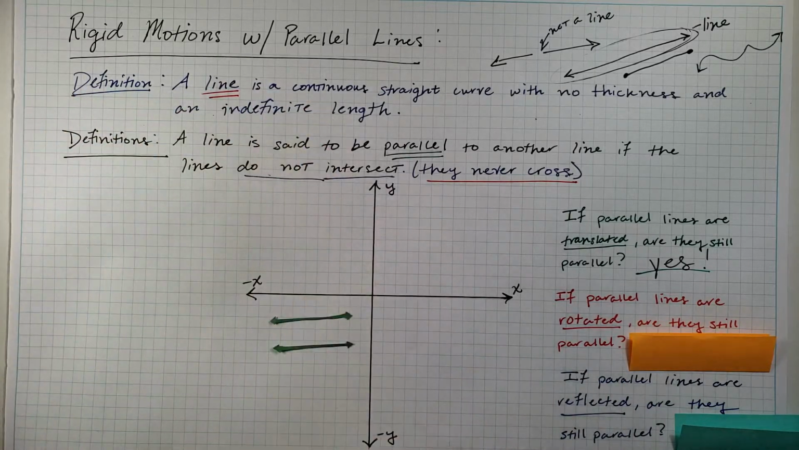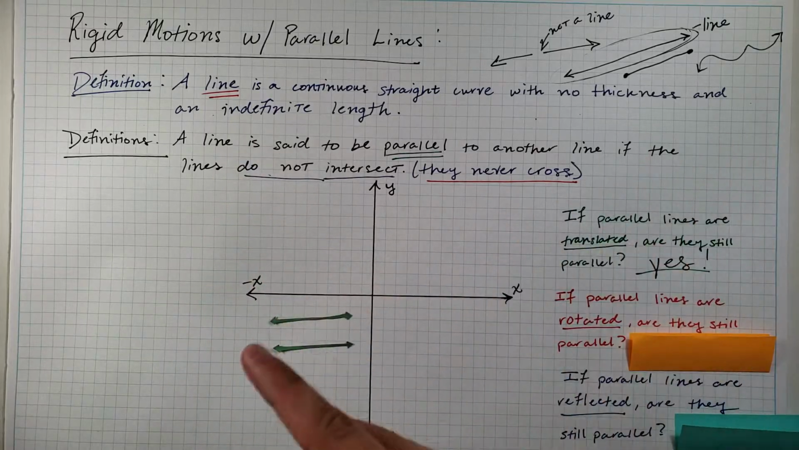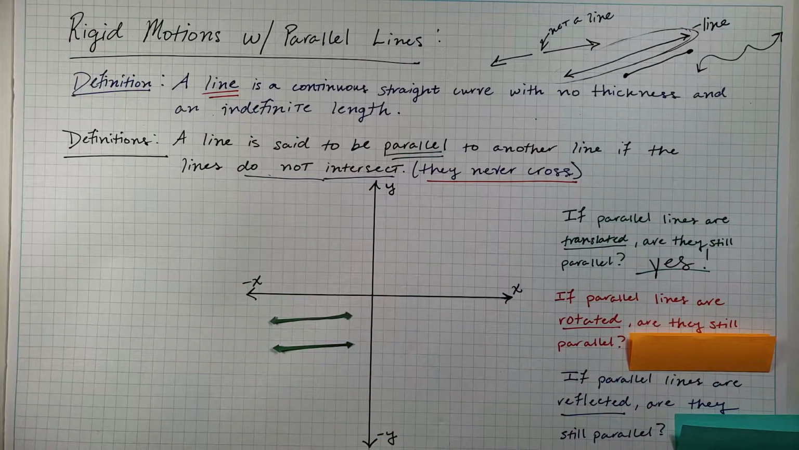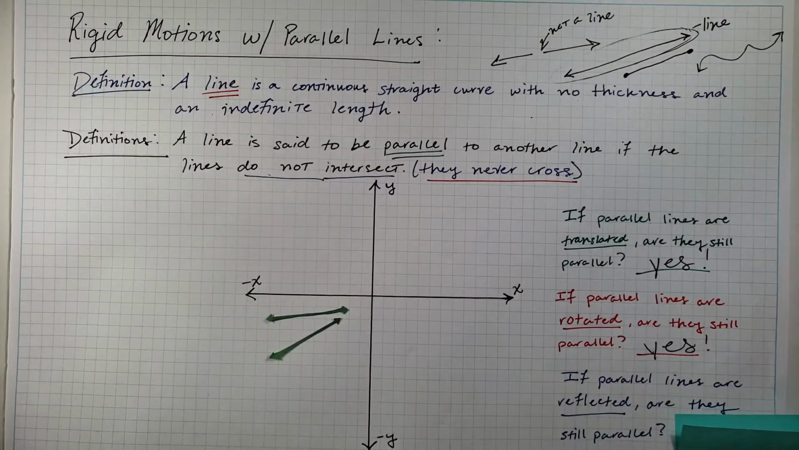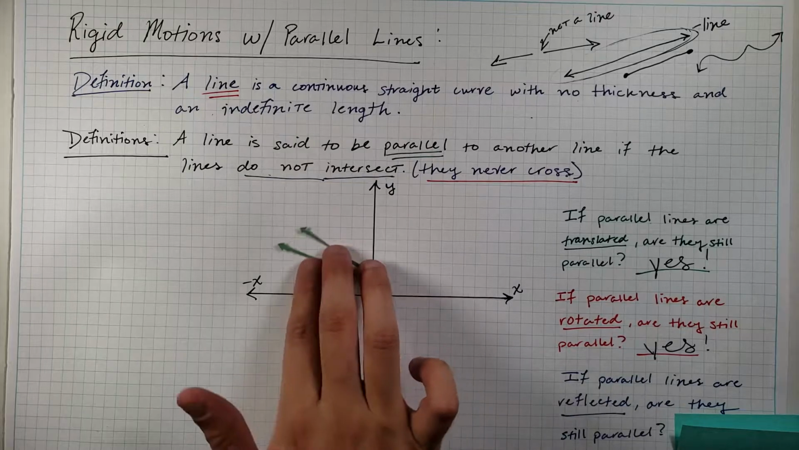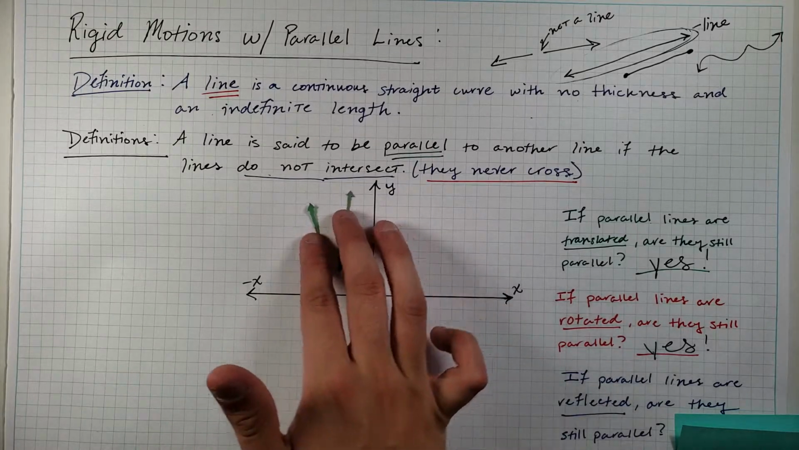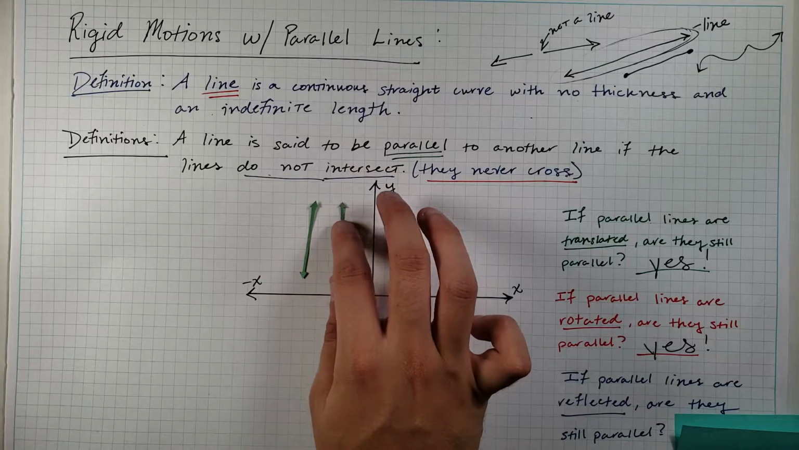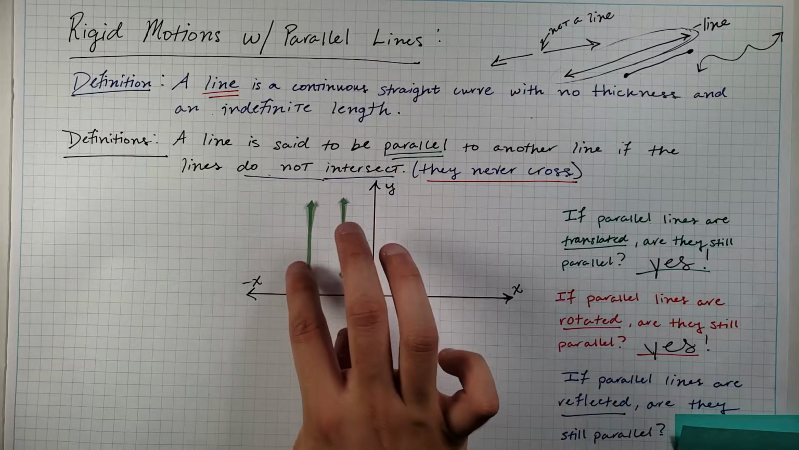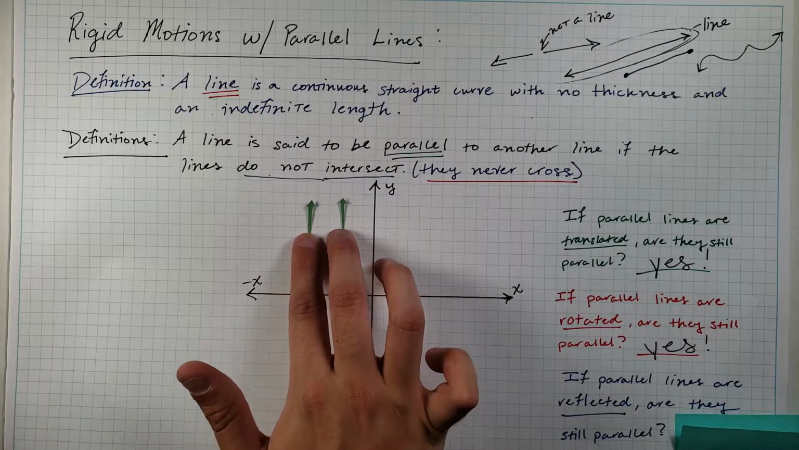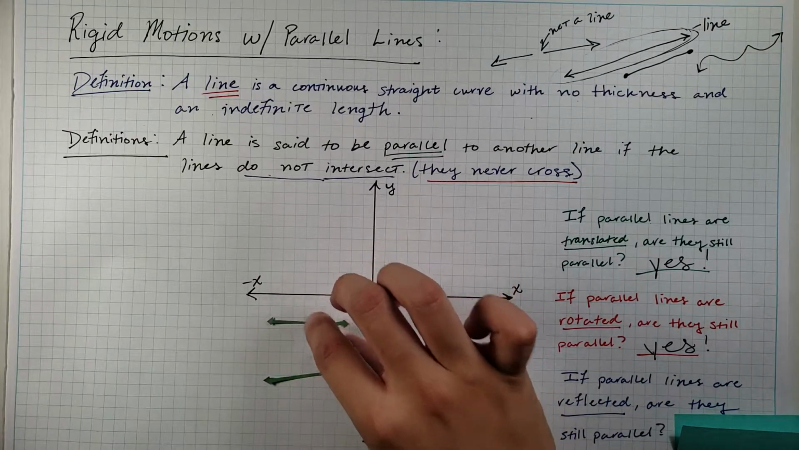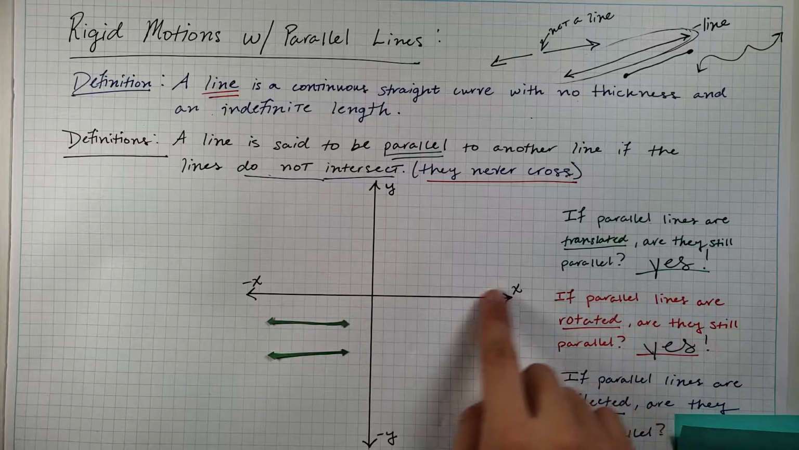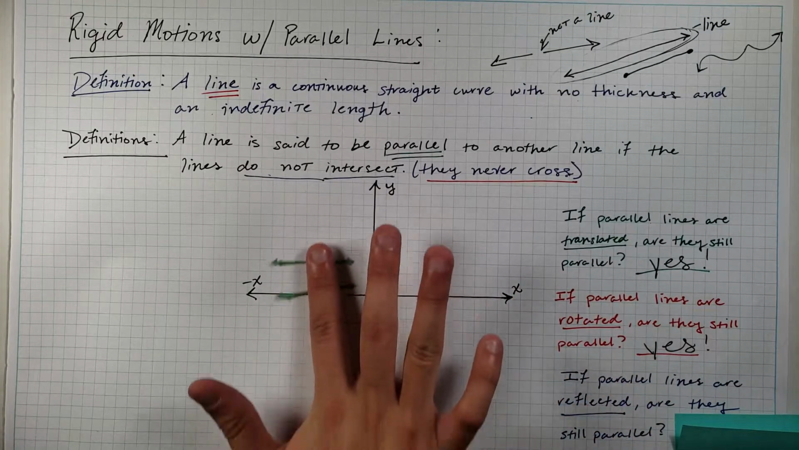Okay, rigid motions. Same thing that we did with the shapes, but now we're just doing it with parallel lines. So if parallel lines are rotated, are they still parallel? Yes. We could rotate back up too, 90 degrees clockwise, so that's still parallel. We could go 90 degrees counterclockwise about the origin, and then they look like that again. So that's it for rotations. It's still parallel. Let's look at this last one.